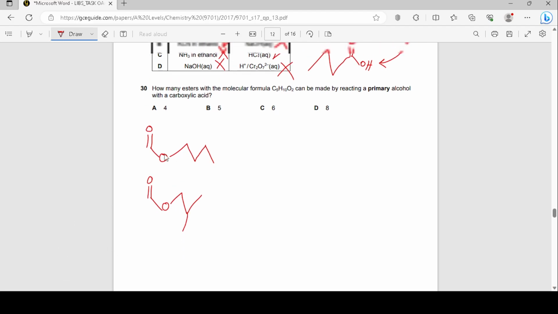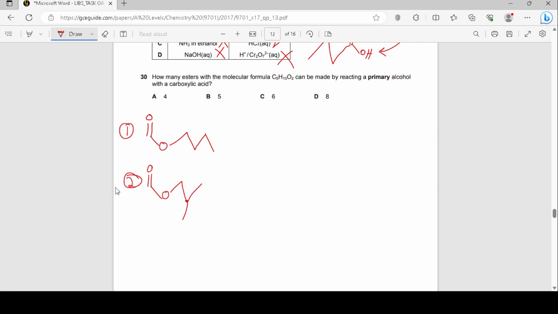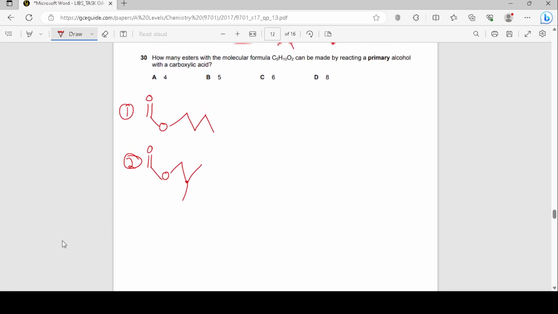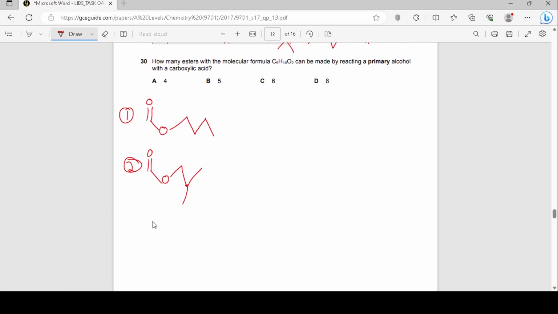So this is number 1. Then over here, this would not actually be an optical isomer because it has 2 methyl groups attached to this carbon, right? So it cannot have any optical isomers, nor can it have cis-trans isomers because there's no C=C double bond or anything like that. So those are the ones possible with methanoic acid.